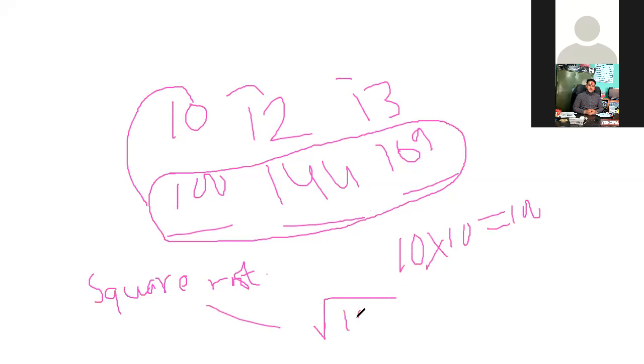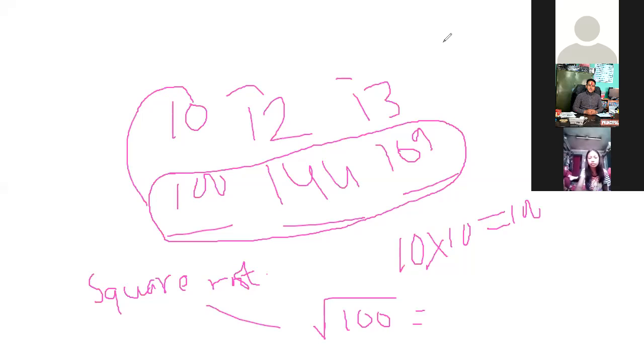Yes, sir. And we'll place inside this 100. And do you know what is the answer? 10. How can you say 10? Can you explain how it became 10? Because inside the square root there will be 10 into 10. Then we have to convert into 10 square. Then square root and 10 square, cut. 10 is left.